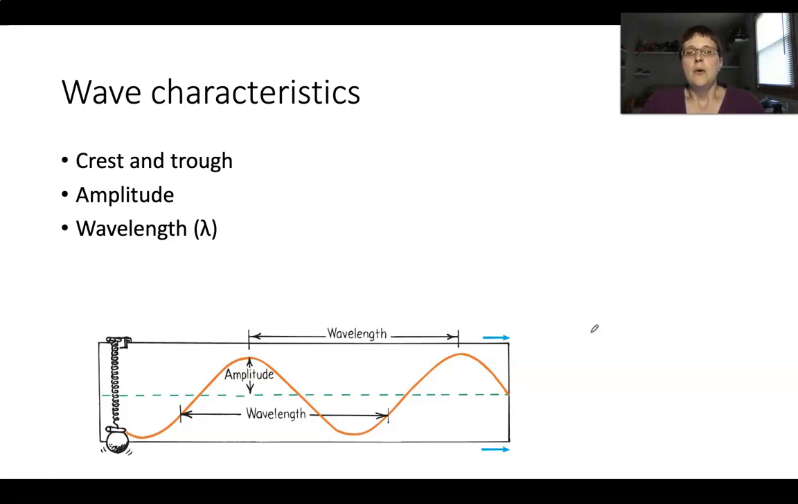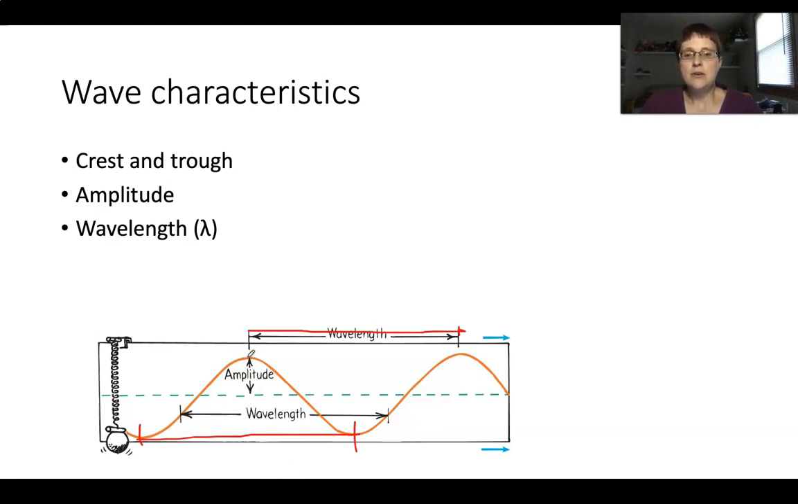Wavelength, see the wavelength is marked here. So what does that mean? You can actually mark the wavelength in multiple ways. It's marked here from crest to crest. You can also mark the wavelength from trough to trough. What you're looking for is to include the entire wave.